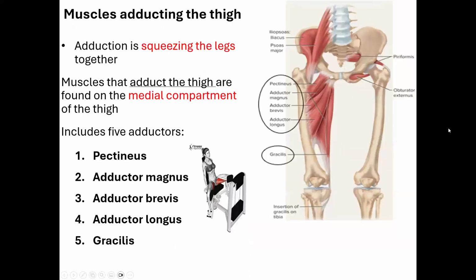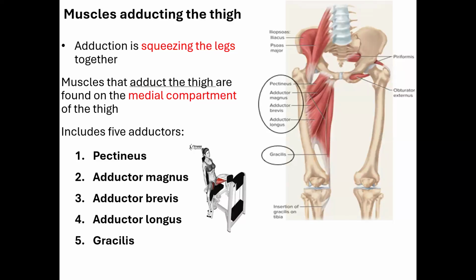Okay. Now, if you go to the gym, you can see people doing this kind of exercise, right? What is that called? You're bringing the thighs together. So what is it? Towards the midline. Not abduction, opposite. Adduction.